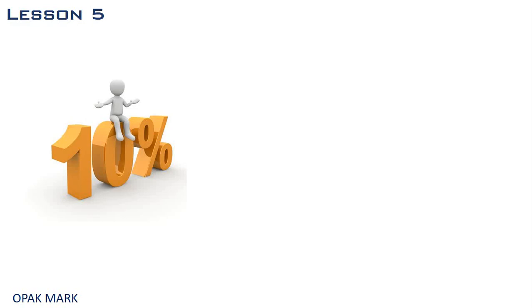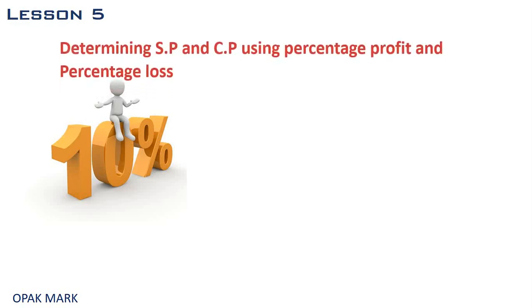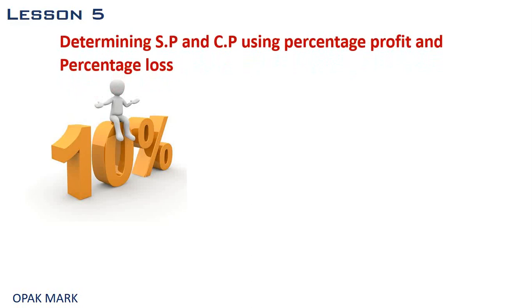Of course, selling price is the price at which a commodity is sold, and the cost price is the cost at which a commodity is bought. It can also be called the buying price. Today we are going to mainly concentrate on determining the selling price and the cost price using percentage profit and percentage loss. We have a number of formulas that we can use to determine the selling price and the cost price.